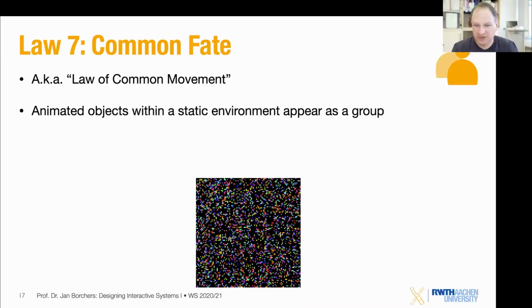You could also call this the tiger law, because back when you all lived in the jungle and you saw a couple of black and yellow stripes moving behind green leaves, it was very important to understand that those black and yellow stripes probably belong to something larger, which is a tiger, or maybe a rat in the case of Bach, who knows. And so animated objects appear as a group within a static environment.